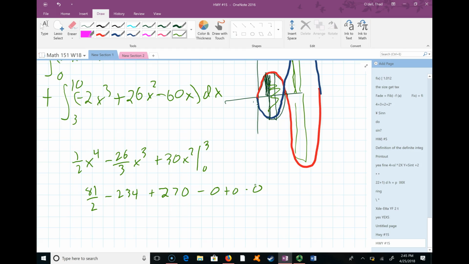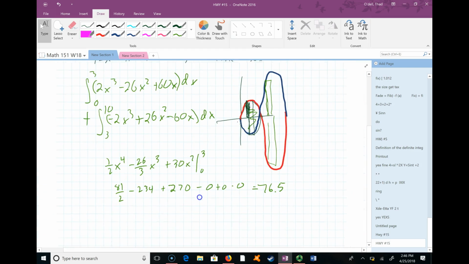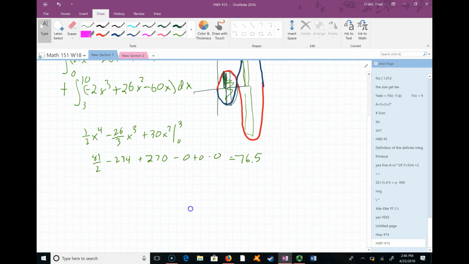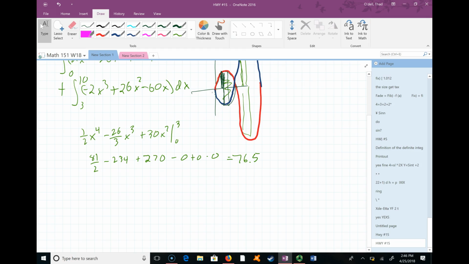So 270 minus 234 plus 81 over 2, that's going to be 76.5. Okay, so then we do the second one, and that is going to be very similar to the first one, but it's going to be a negative 1/2 x to the 4th plus 26 over 3 x cubed minus 30x squared, and it's evaluated from 3 to 10.